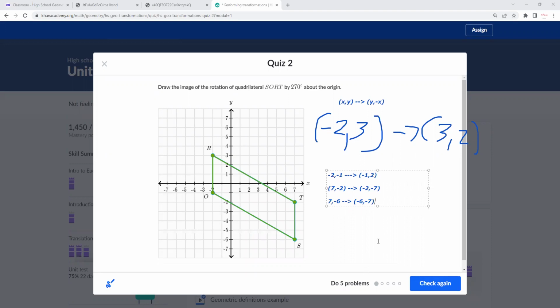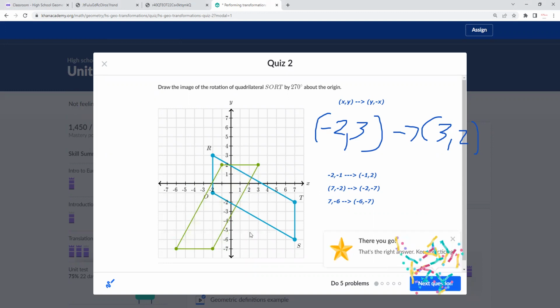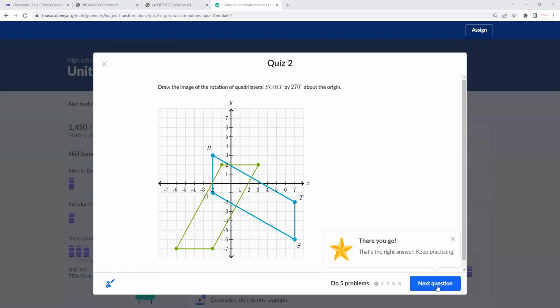And then you just plot each point. So (3, 2), (-1, 2), (-2, -7), (-6, -7). And that's a 270 rotation. You can see it goes from point R to point R prime, which is 270 degrees right there. So each point, from point to point, it's 270.